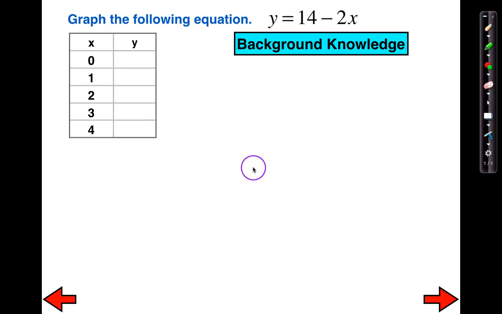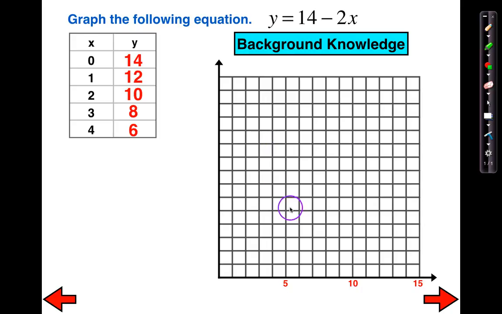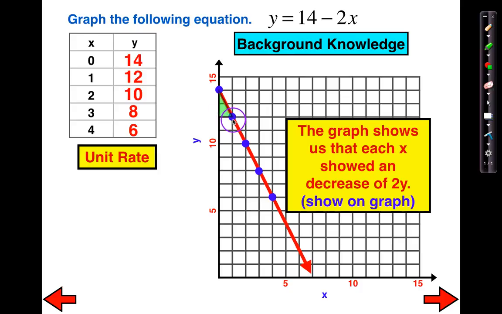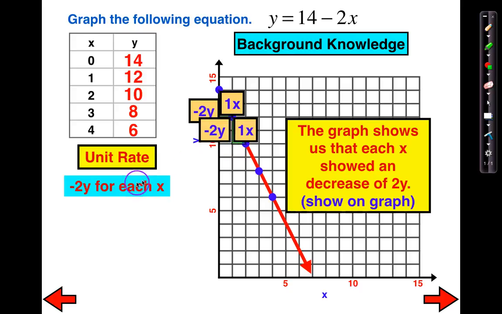Here, also background knowledge from yesterday's lesson. You inputted your values for x, you figured out what y equals, and then you scaled your graphs and plotted your points. Notice this one is negative because our unit rate is negative. So here, our unit rate, let's be a little bit more specific by looking at our graph. It's going down 2y and over 1x. Okay, so it's going down 2y over 1x. So here, my unit rate is 2y for each x.